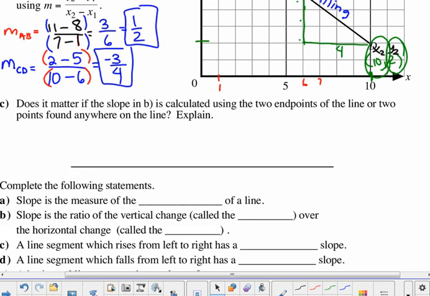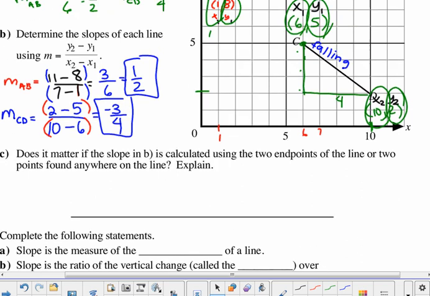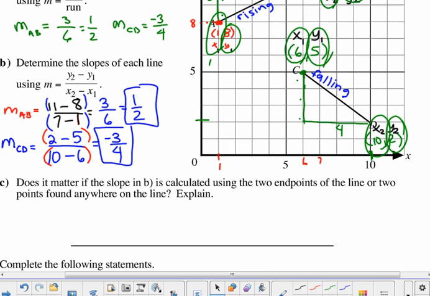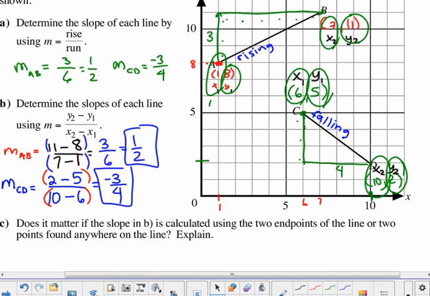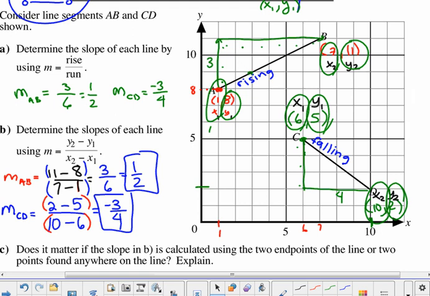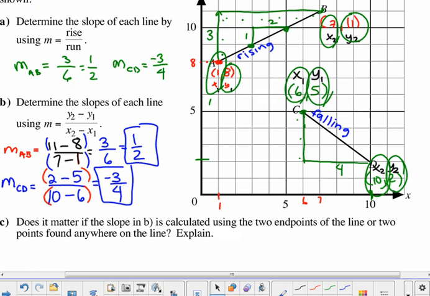So it doesn't matter if the slope is calculated using the 2 endpoints of the line or 2 points found anywhere on the line. So it's saying, okay, well, what if I used, let's go to the first line, I think it's better. What if I use this point on the line and this point? Would I still get the same slope? So would it still work out? Rise of 1, run of 2. Yeah, it does. It doesn't matter what part of the line.